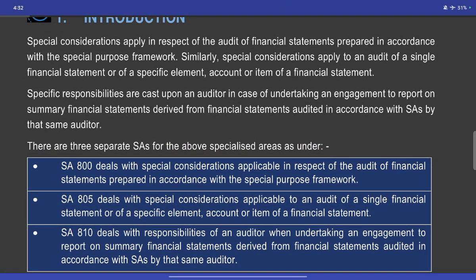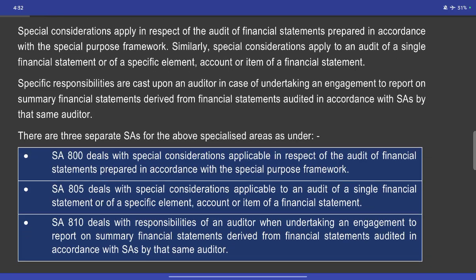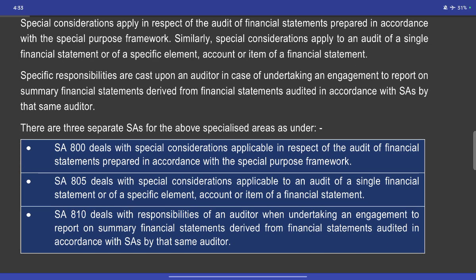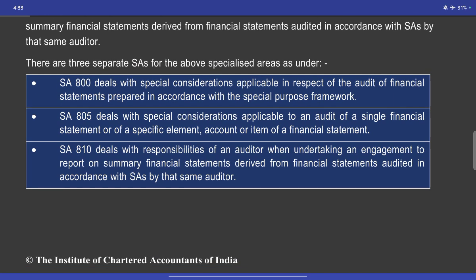Introduction. Special considerations apply in respect of the audit of financial statements prepared in accordance with a special purpose framework. Similarly, special considerations apply to the audit of a single financial statement or a specific element, account or item of a statement. Specific responsibilities are cast upon the auditor in the case of undertaking an engagement to report on a summary financial statement derived from financial statements audited in accordance with the Standards on Auditing. There are three separate SAs in the above specialized areas: SA 800, SA 805 and SA 810.